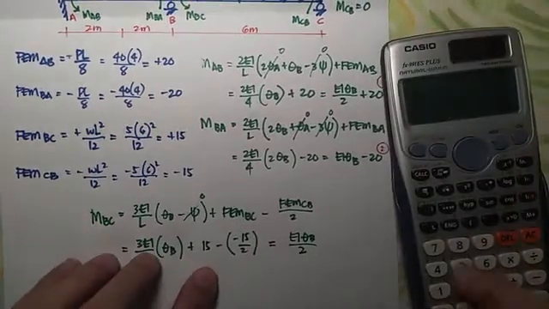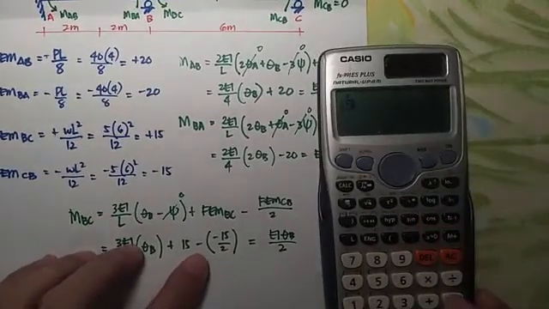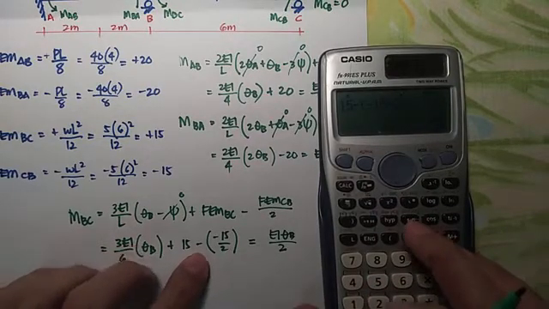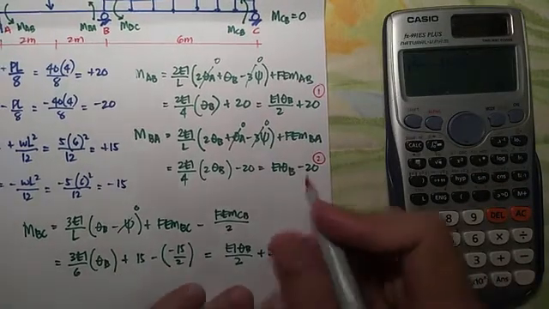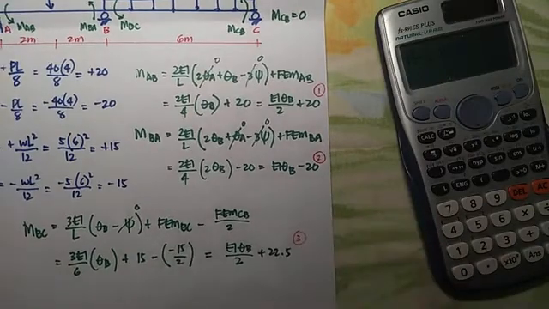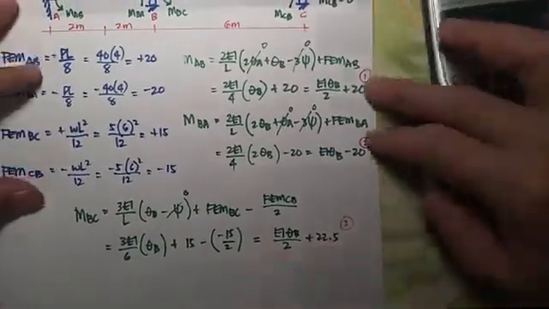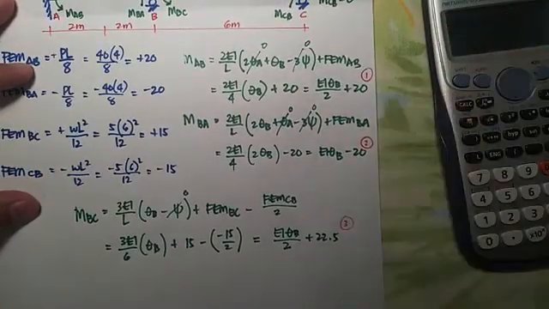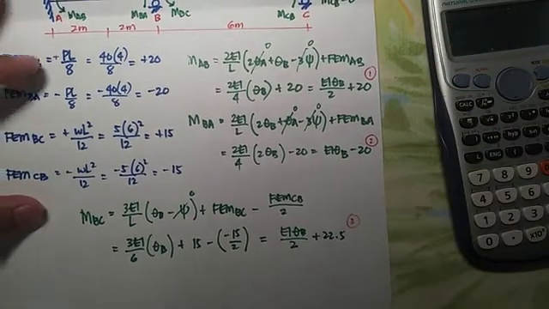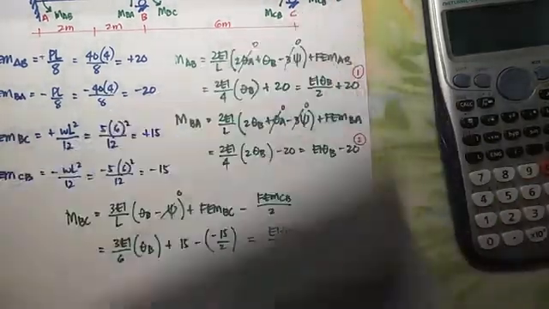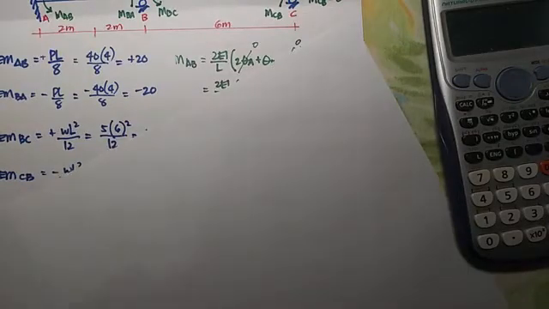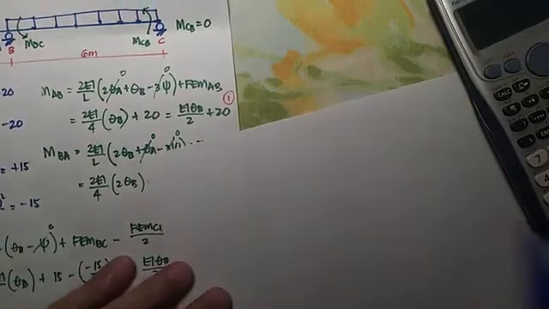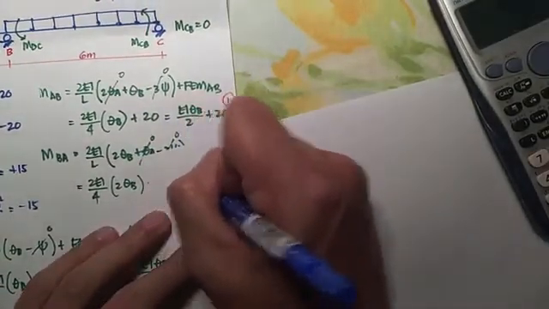And what is this? So 15 minus negative 15 over 2. So that's 22.5. So plus 22.5. So this would be our third equation. So from this problem, we have now 3 slope deflection equations. So what's the next step? The next step, after having these slope deflection equations, is to solve for the equilibrium equation. Okay, so let's have equilibrium equation.